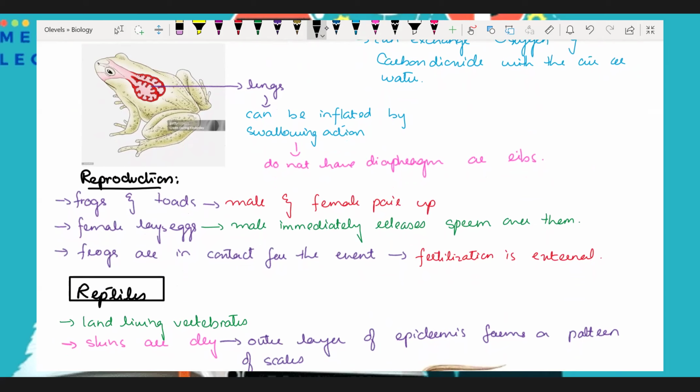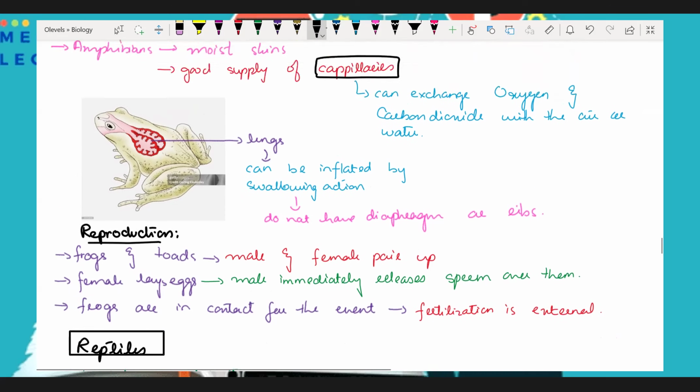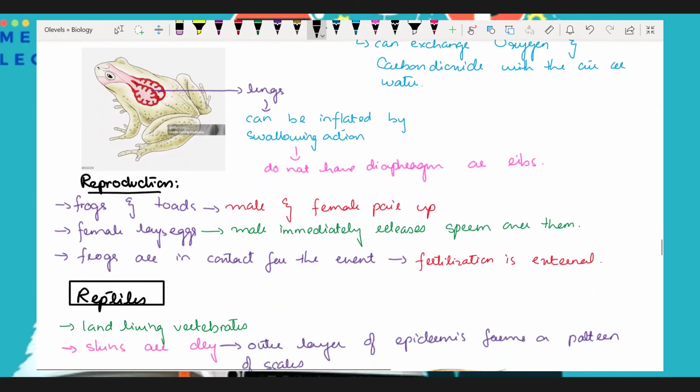The toads and frogs, their male and female pair up, right? And they go towards an area that has water, right? And the female lays eggs over there, and the male immediately releases sperm over them. There is a need for physical contact in frogs, but the fertilization is external because after the eggs have been laid, the sperm is released over them. So that is how they reproduce, right? So is this amphibian clear to all of you?